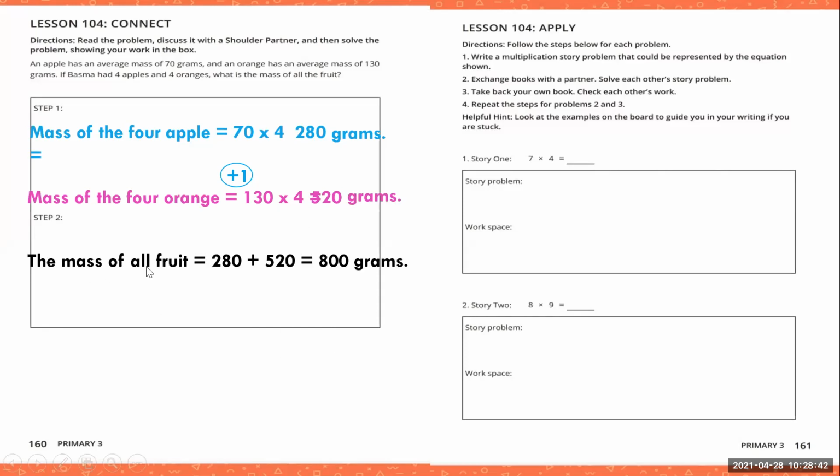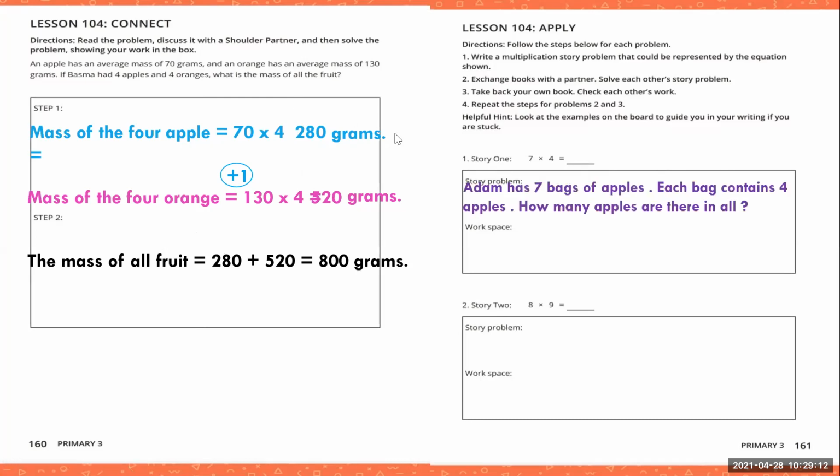Okay, the mass of all fruits, you know, all is a keyword for addition. So I will take the mass of apple and the mass of orange, and I will add together. 0 plus 0 equals 0. 8 plus 2 equals 10. Put 0 and carry 1. 2 plus 5 equals 7 and 1, 8. We studied it in grade 2, and it's very easy for you.